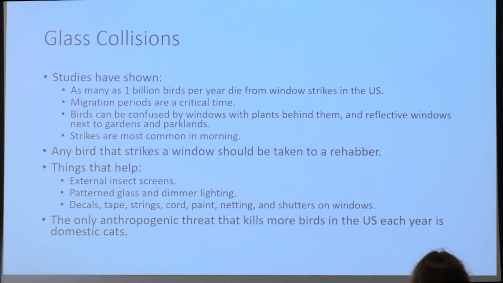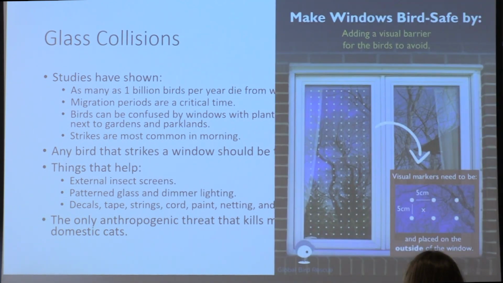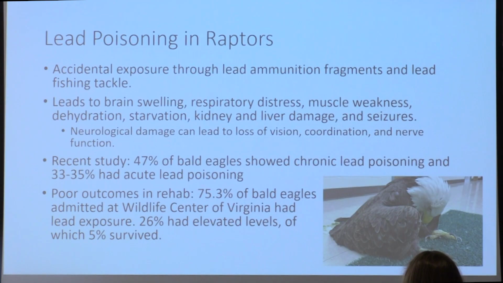People also paint their windows, which looks really cool. I've seen some really cool stuff that one person did, like a tree design that's not realistic enough for a bird to think that it's actually a tree, which is clever. So this is the only anthropogenic threat that kills more birds in the US than domestic cats. And anthropogenic means that it's a human-caused issue, as most things are.